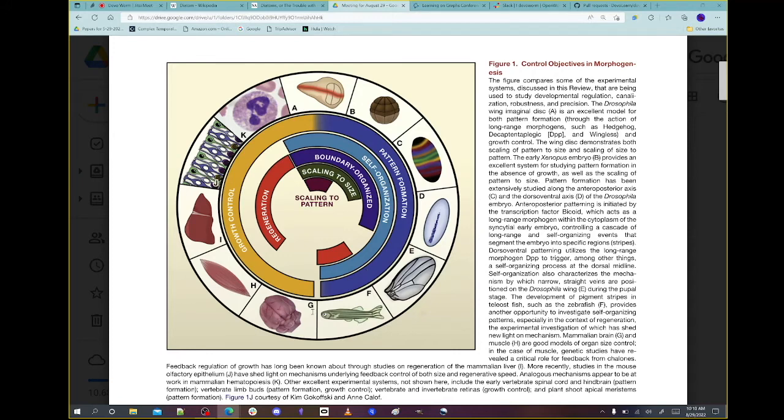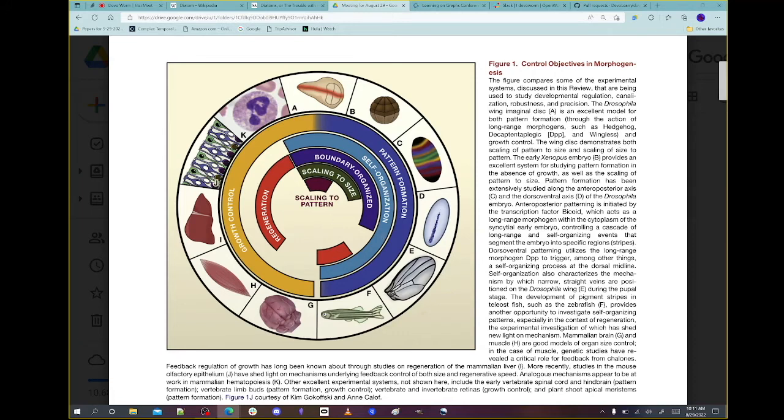So in the case of this fish, striping is controlled by pattern formation. There's pattern formation in the embryo, and then there's pattern formation in one of these organs. It's not growth control at this point. It's just these vein patterns that are being controlled.